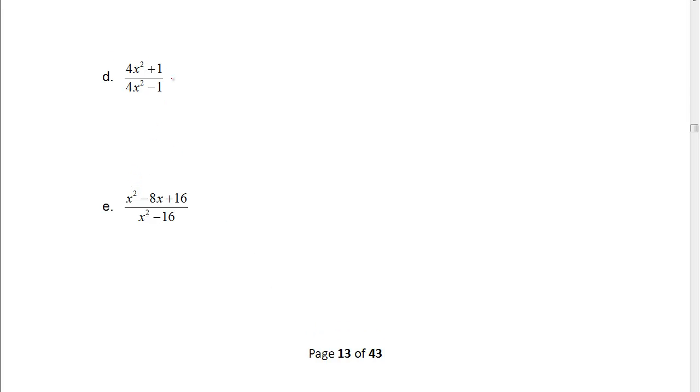4x squared plus 1, well, that's a sum of two different things that are squared, so there's actually nothing we can do with that, so we're going to leave it. The denominator, that's a difference of squares, so that's 2x minus 1, 2x plus 1. Nothing we can cancel. We couldn't cancel at the beginning because pieces are terms. Remember, you can only cancel factors. So that's it. There's nothing else we can do with that.